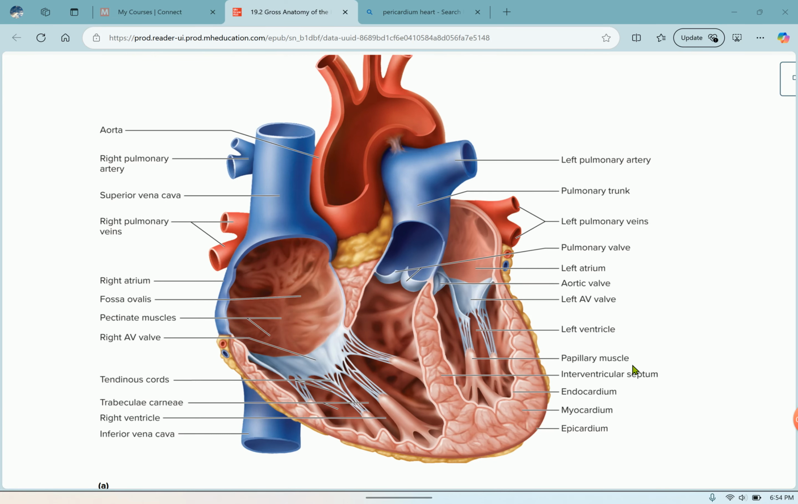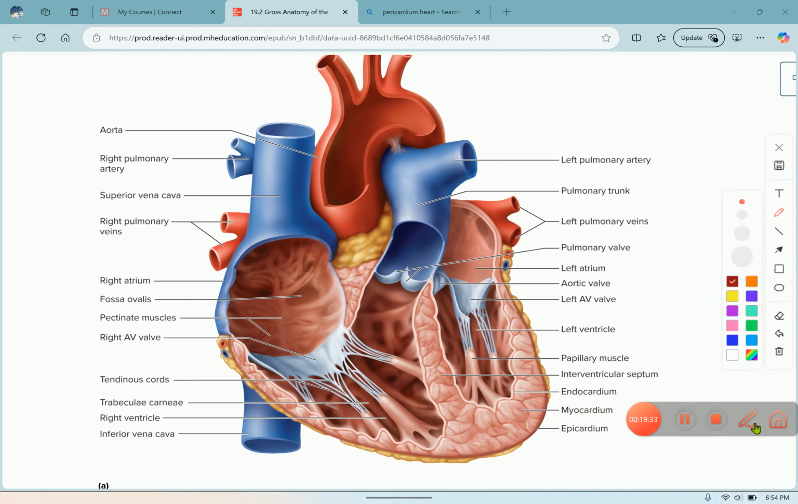Okay, now looking inside of the heart. This is a cross-section in the coronal plane. Essentially they cut the heart in half, and we're going to look at some of the anatomy inside the heart.